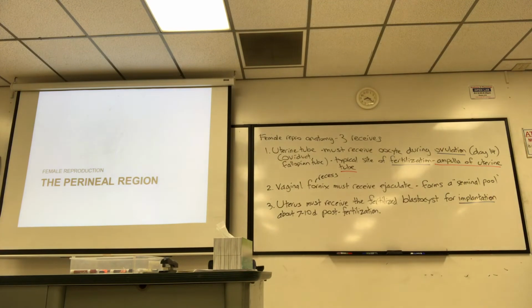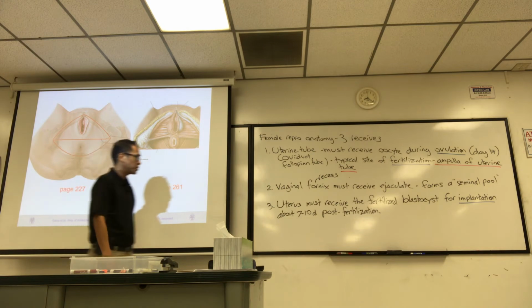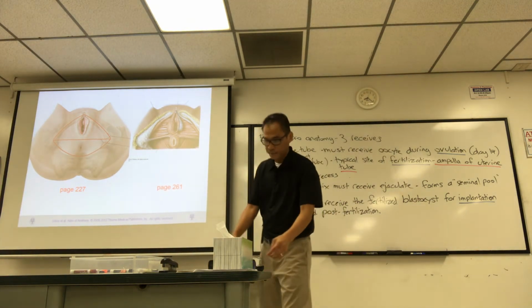All right, let's talk about the perineal region for females. So for here, the bicycle seat looks a lot wider, okay, as compared to the males. It's because females have a wider pelvis, which is good. It's an adaptation for childbearing.